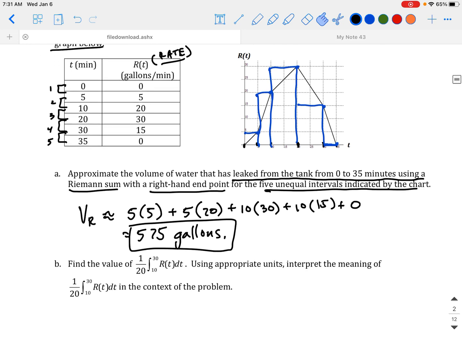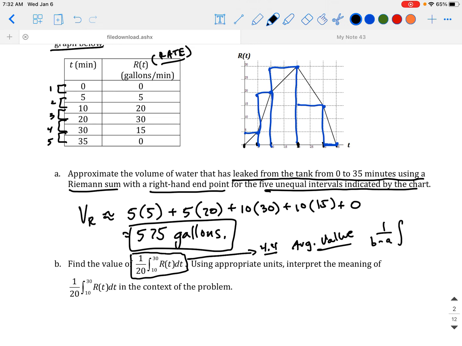And then for B, we're going to now do a calculation with this integral expression where we're dividing. And this one is average value. So average value is 1 over b minus a times the integral from a to b of f of x dx. And it's the average value of the f function. So we're going to be finding the average value of r on our interval. Now, it doesn't tell us how to calculate it, and we don't have the actual function, so we're still going to have to use Riemann sums.